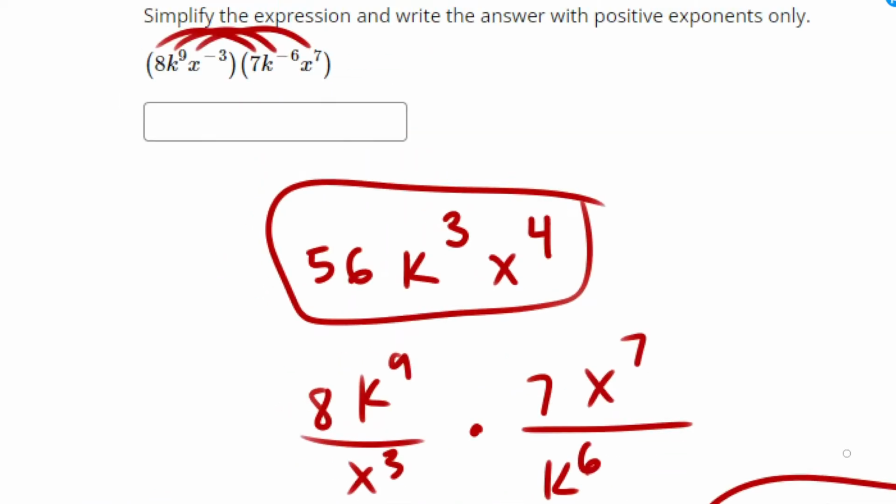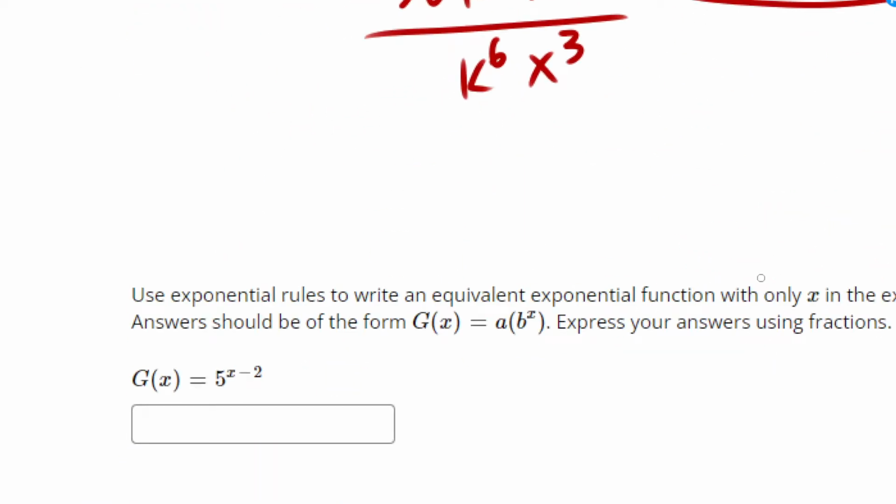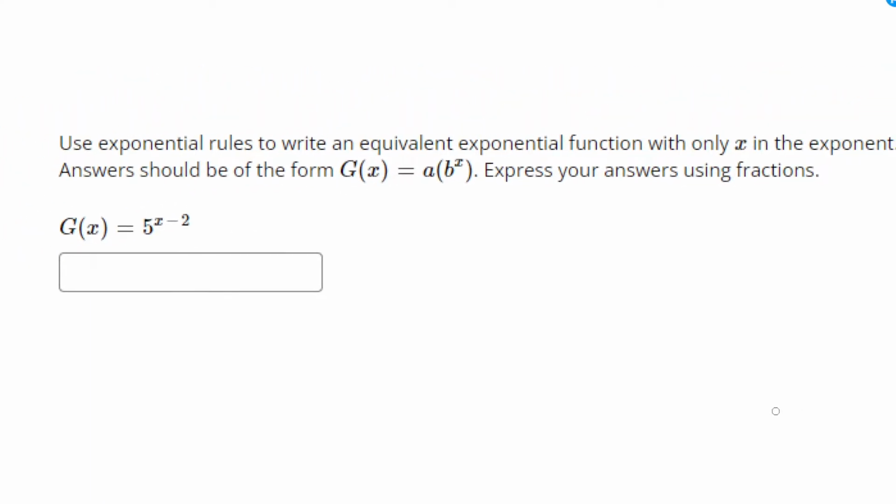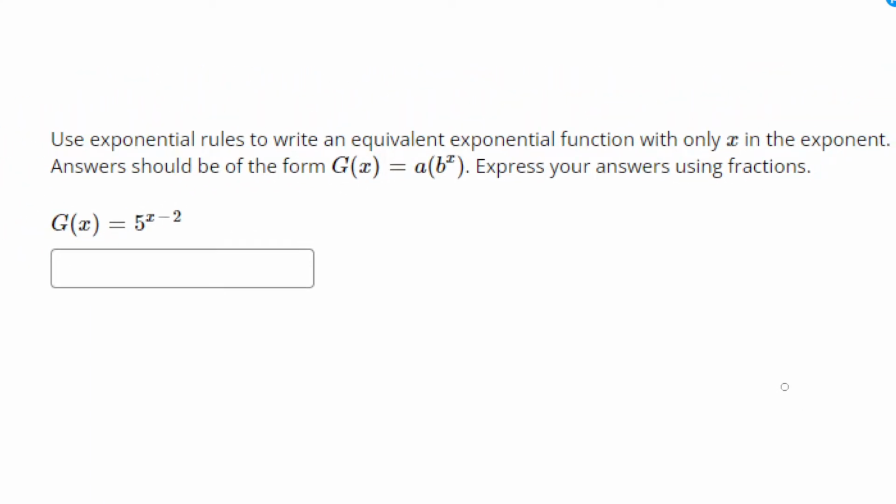My preference is doing the multiplication like I did in the first place, but either way works, and if one makes more sense to you, then do that one. Use exponential rules to write an equivalent exponential function with only x in the exponent. Answer should be of the form g(x) equals a to the bx. Express your answers using fractions.